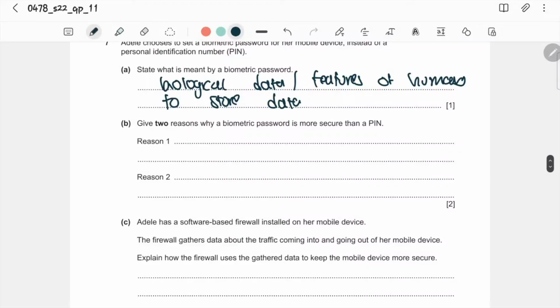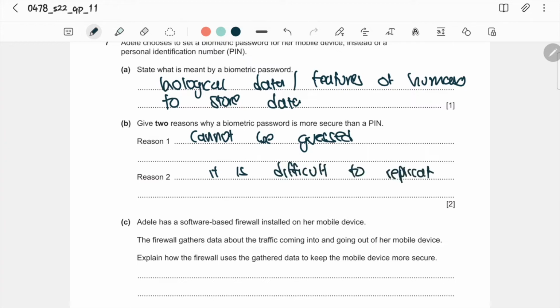Give two reasons why a biometric password is more secure than a PIN. First of all, it cannot be guessed. With other passwords you can guess, but with a body part you can't guess that, of course. And then it is difficult to replicate or fake a biometric password.